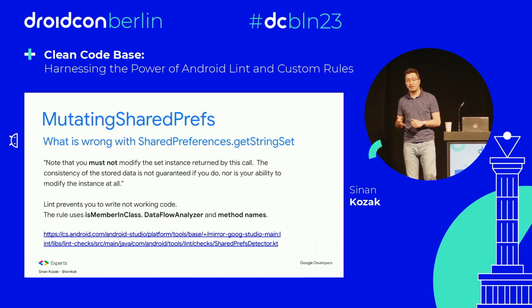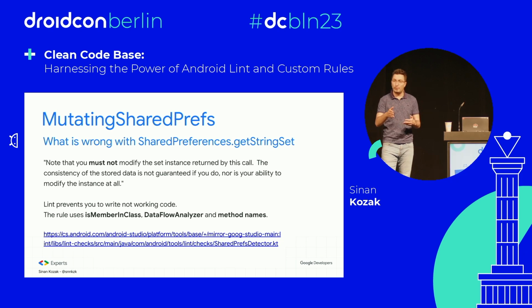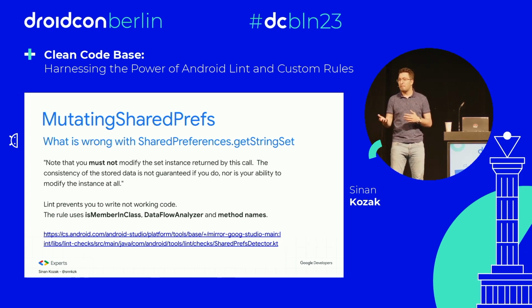And there are APIs like isMember class, data flow analyzer, and you can also check method names, and they use those APIs to understand that if you called a shared preference function and your data flow calls add, remove, or clear functions, they say, hey, you're mutating an object that I gave to you, and you shouldn't do that. Instead, they expect you to create a new string set and pass that, rather than immediately mutating the object that is passed.